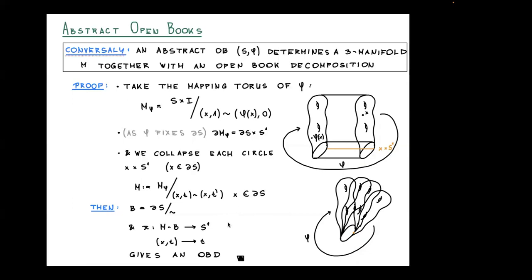So the pages are going to be exactly whatever is left from this. These are going to be the pages, and then the binding is going to be whatever I collapse. So this is abstract open books give me three manifolds together with an open book decomposition. The only problem is that this three manifold is only given for me up to diffeomorphism, because it was a construction.